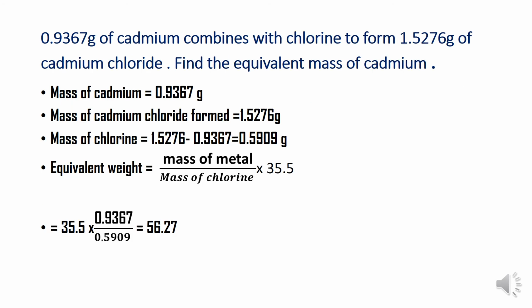So let us do one problem and understand this. Like 0.9367 gram of cadmium combines with chlorine to form 1.5276 grams of cadmium chloride. So mass of cadmium is 0.9367 grams. Mass of cadmium chloride is 1.5276. So how much is the chlorine? You have to subtract and find. So we get 0.5909 grams. Now the formula for equivalent weight: mass of metal by mass of chlorine into 35.5. So we get 56.27. So that is the equivalent mass of cadmium.